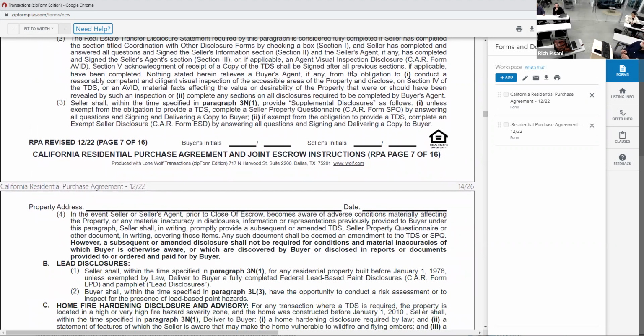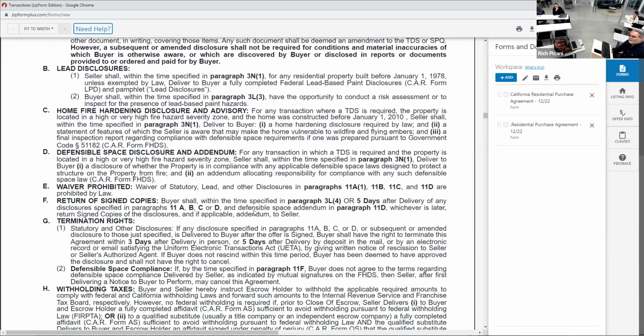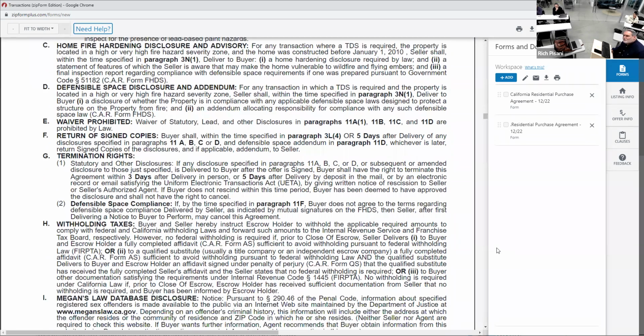Now, included is the SPQ, which is not required by law, but it's in here as a contractual obligation, which seller, if they wanted, could counter out. They could not counter out a TDS if they're not exempt. So this talks about lead and home defensible space, waiver prohibitive, meaning you can't waive this, return of signed copies within 5 days, termination rights.